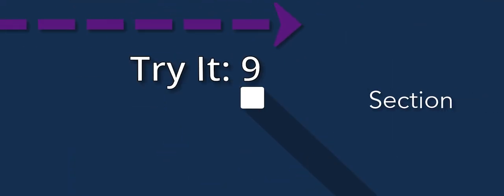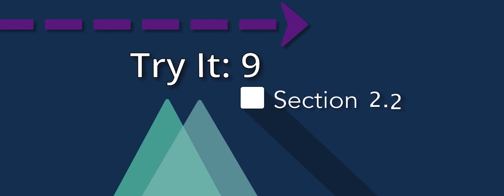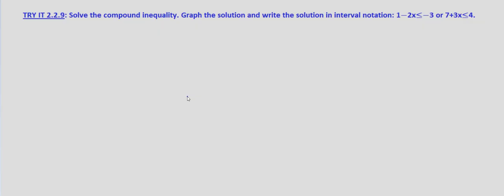So now we've finally moved on from AND compound inequalities to OR compound inequalities. And remember the difference is that with OR, the solution is any value that satisfies either of the inequalities in the compound inequality. Whereas with AND, it has to satisfy both. So instead of looking for overlap, we combine the graphs and therefore combine the sets that end up being the solution in interval notation. So in this problem, we have 1 minus 2x is less than or equal to negative 3, or 7 plus 3x is less than or equal to 4.